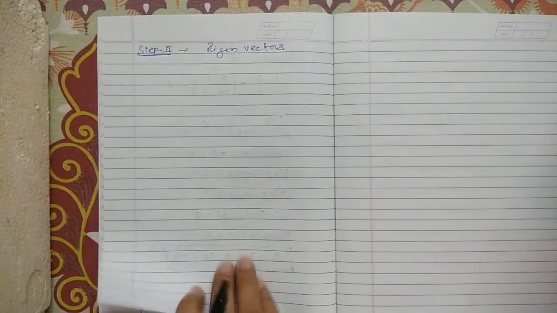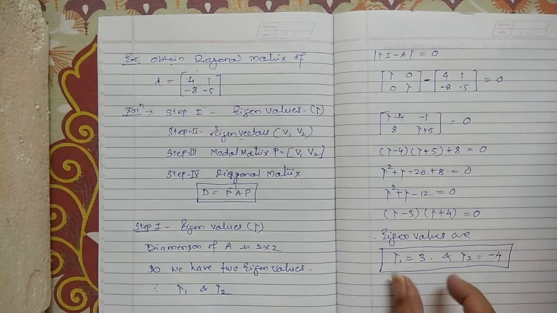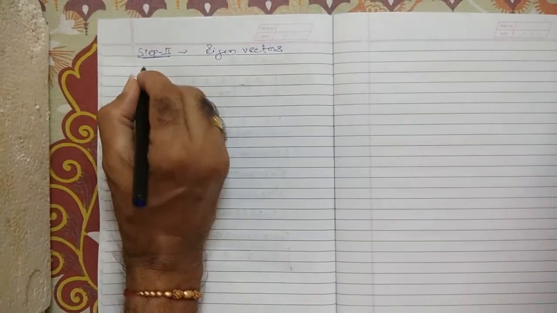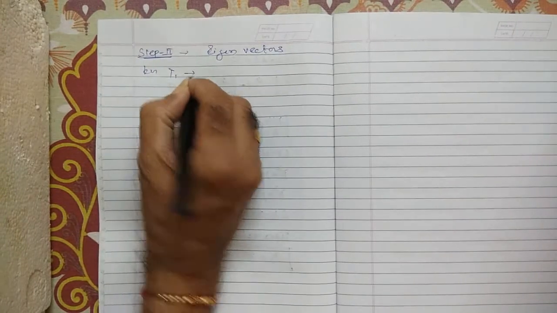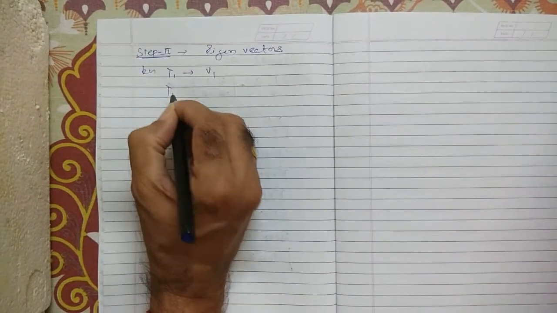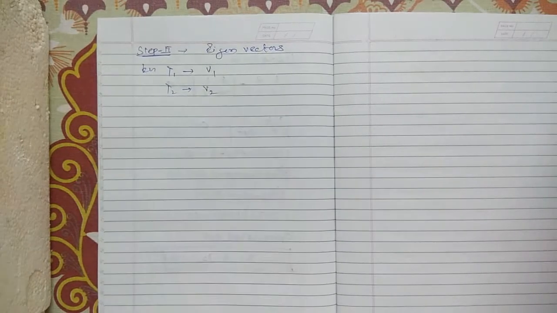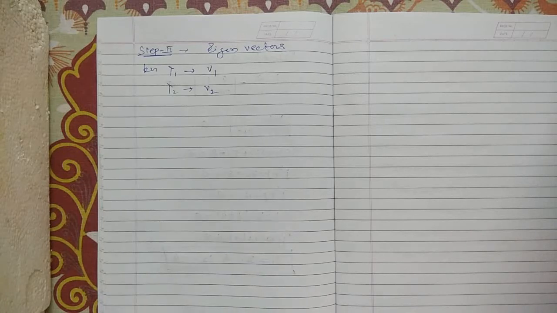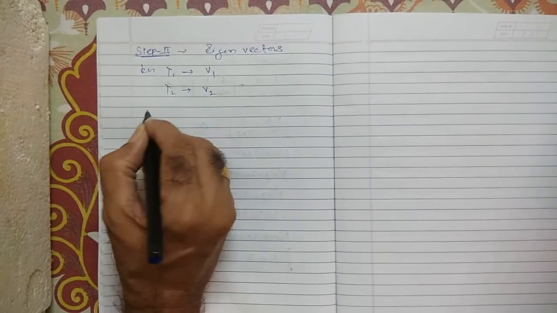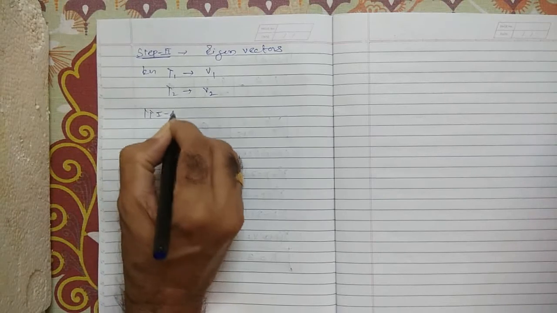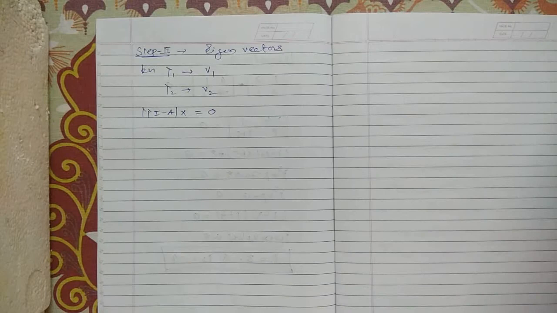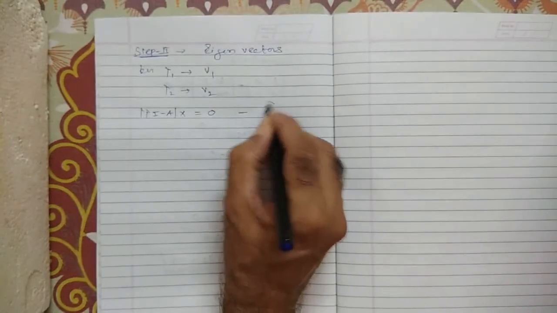Eigenvectors. Now we have lambda 1 and lambda 2, so we will have the two eigenvectors. For lambda 1 we have v1 and for lambda 2 we have v2. The equation is lambda I minus A multiplied by x equals 0. This is my equation A.